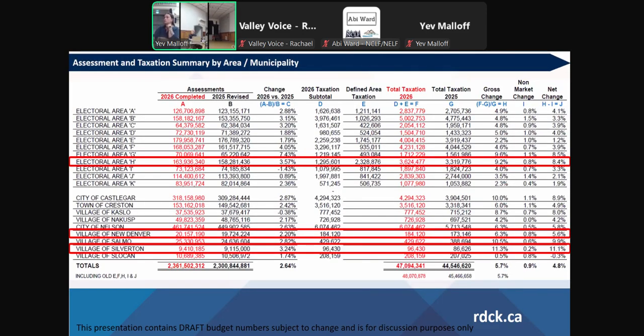So here's the summary table listing all the electoral areas and municipalities, showing the change in assessment. As we can see, Area H just under 4%. New Denver and Silverton between 2 and 3. And then on the far right is the net change in taxation expressed as a percentage. So 4.8% as an average across the whole regional district. Area H 8.4, New Denver 5.6, and Village of Silverton 11.1%.